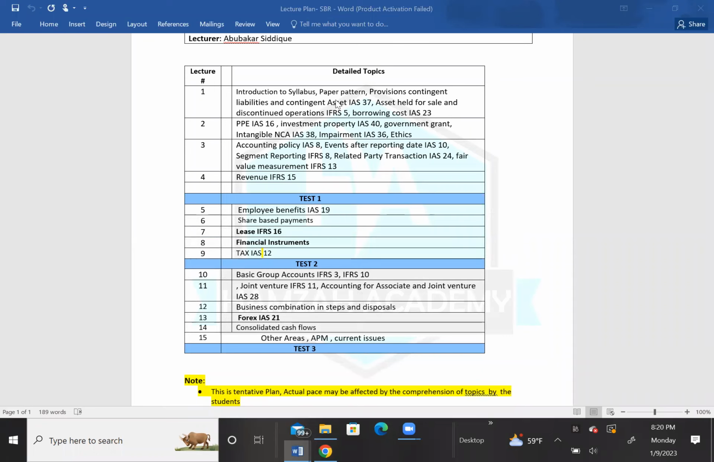So as per the plan, we have done the introduction and paper pattern. Now we will start the topics. And in this class, we will be covering IAS 37 provisions, contingent liability and contingent asset, IFRS 5 asset held for sale, and the borrowing cost IAS 23.